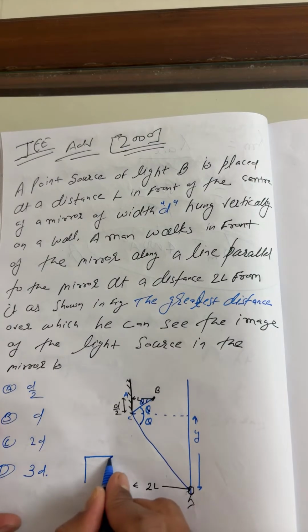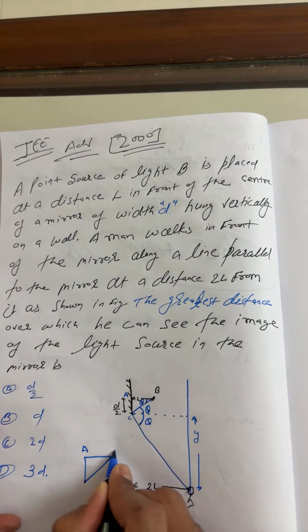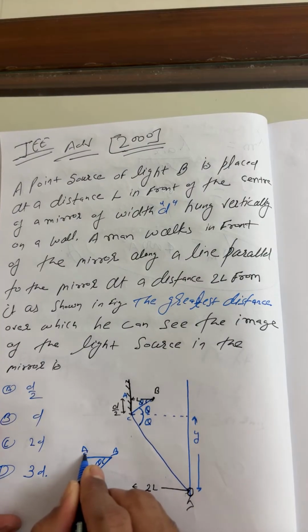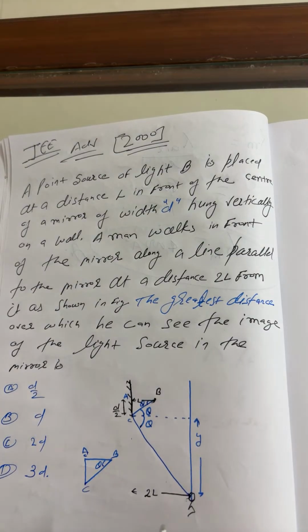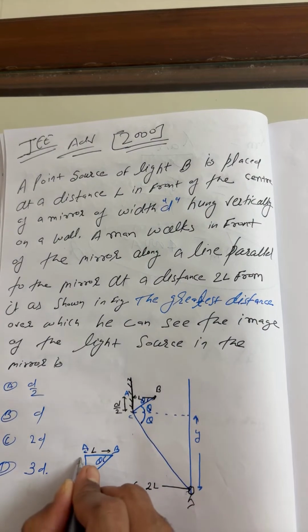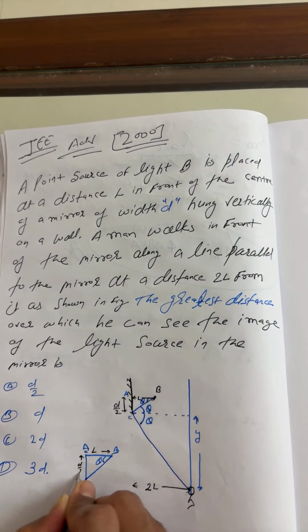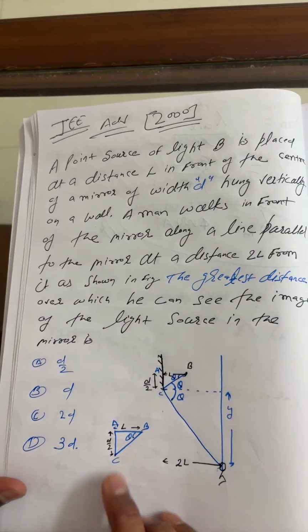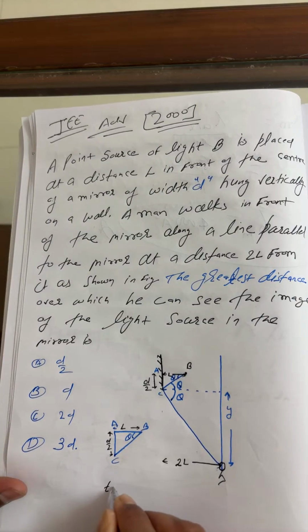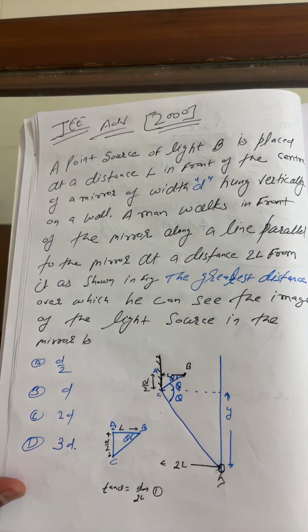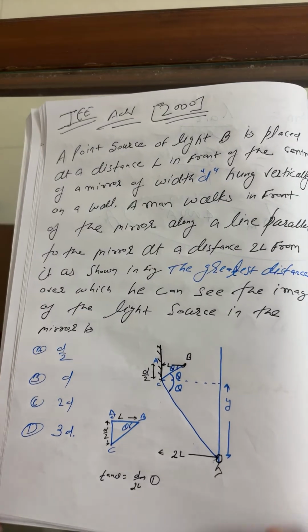For triangle A, B, and C: this is A, this is B, this is C. This is theta, beta. You can see this is L, and from geometry, this is D by 2. Simple, you can write tan theta from this triangle as perpendicular by base, which is D by 2L. See equation number 1.